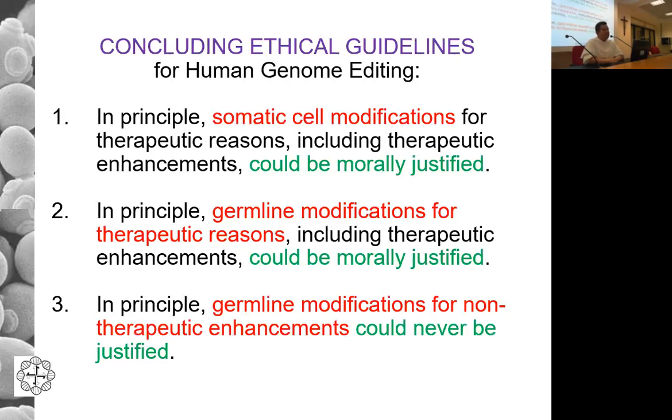So this is the concluding slide. I'm going to propose that somatic cell modification, so changing the cells of the body for therapeutic reasons, is probably good. Germline modifications for therapeutic reasons, for changing the germline so that children do not get born sick, that could possibly be morally justified, again, as long as everything is safe. But germline modifications for non-therapeutic enhancement, so this is designing babies so that your baby looks like you, or your baby is tall, or your baby is beautiful, those would probably not be ethically justifiable.